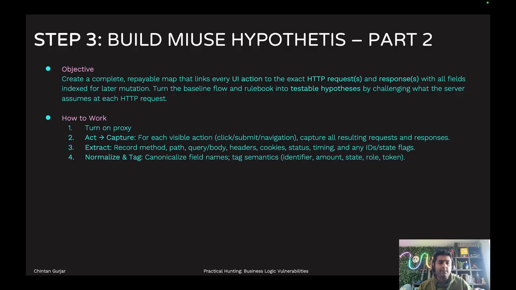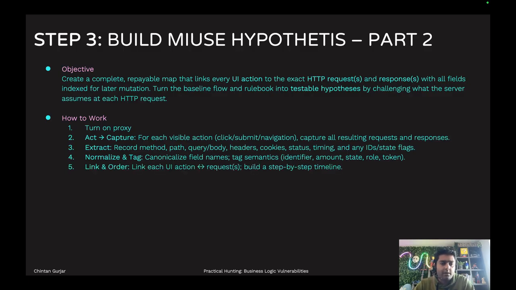xyz means. Does it mean it's a sanitized name of the email on the server, or I don't know what that parameter does. So you try to give the field names in your mind: what are the identifiers, what are the actual parameters. Whatever I have mentioned here, identifier, amount, state, role, token, you look at the request, identify the majority of these, and give your brain a thought that these parameters are there for a certain reason. Once you know that, you can build more hypotheses on that.